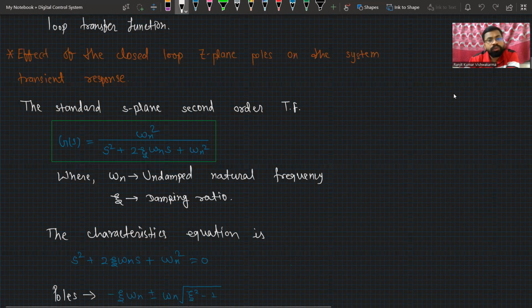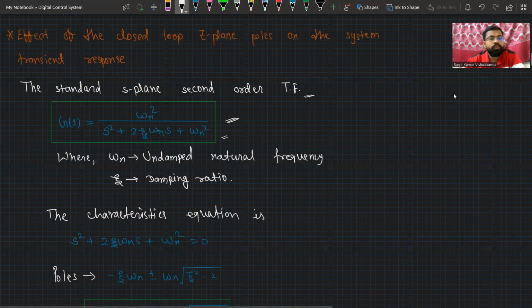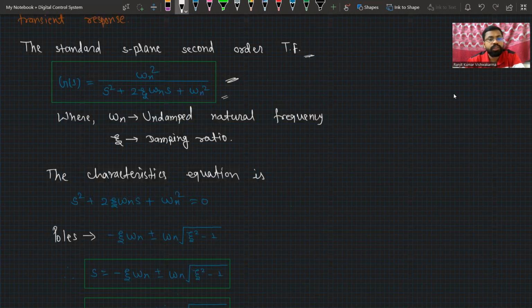Effect of the closed loop s-plane poles on the system transient response. Okay. Now the standard s-plane second order transfer function: omega n square over s square plus 2 zeta omega n s plus omega n square. As I told you earlier, the denominator is the characteristic equation of the standard second order system, where omega n is the undamped natural frequency and zeta is the damping ratio. And this one is the characteristic equation.